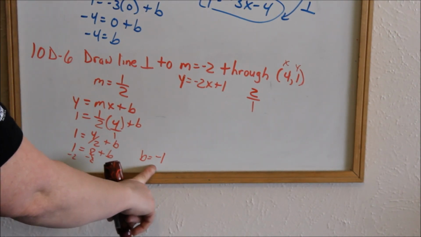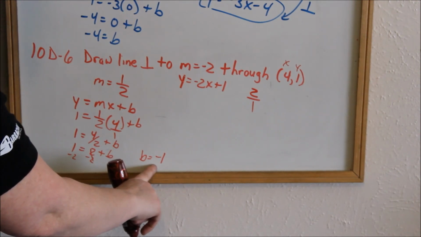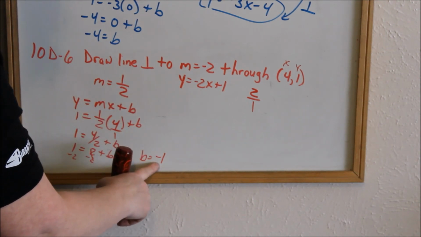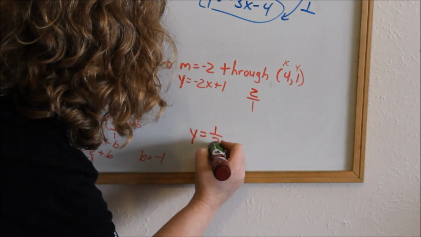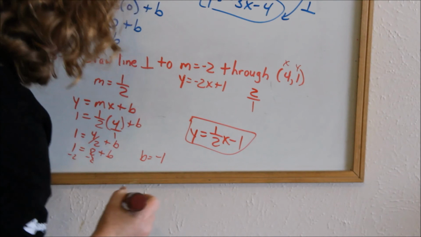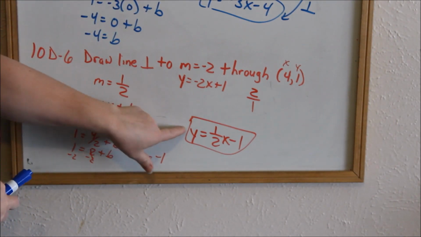You can rewind your video and go look at it. So I can now write a new equation for the perpendicular line, knowing that my slope is 1/2 and my y-intercept is -1. My equation can be written as y equals 1/2 x minus 1. Again, these are things you're going to learn in lesson 11, but if you're already past that point, these are just good problems for you to be practicing.